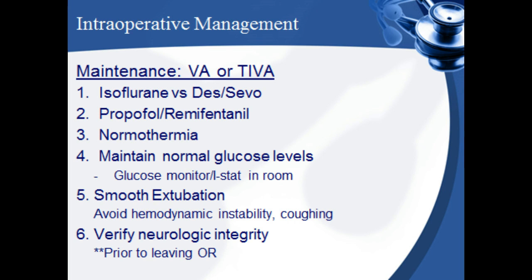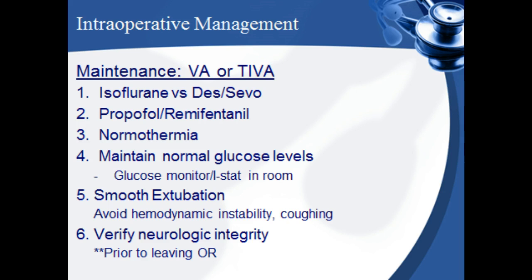Under maintenance, you can consider volatile anesthetic or TIVA, total intravenous anesthesia. General anesthesia is maintained at lighter levels that permit EEG monitoring and also can maintain blood pressures in the high to normal range. Theoretically, isoflurane may be the volatile anesthetic of choice because it appears to provide the greatest protection against cerebral ischemia. Desflurane and sevoflurane may accelerate awakening for the neurologic exam and may also be a good choice.